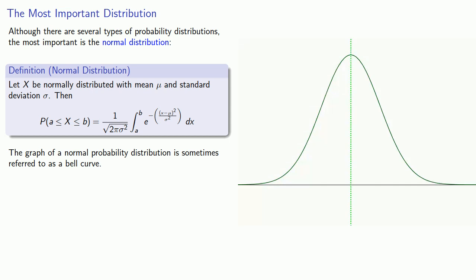Now let's take a look at some of the important features of the normal distribution. The center, corresponding to the highest point, occurs at the mean. This symbol comes from calculus, and what it tells us is that the probability that we're between A and B is going to be determined by finding the area under the curve between A and B.